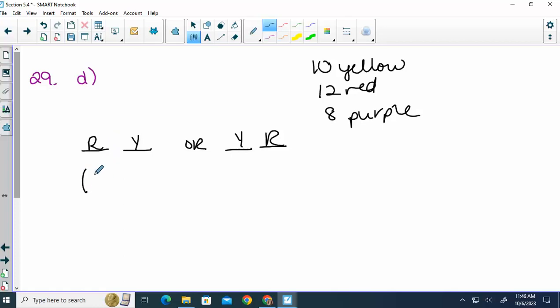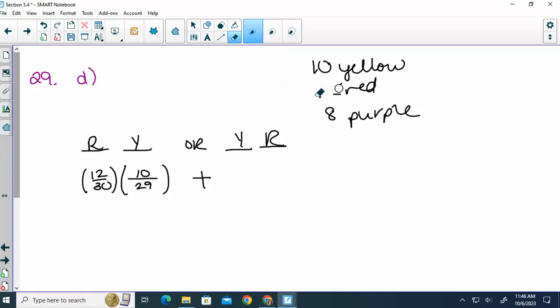What is the probability that the first one I pick out is red? 12 out of the 30. Okay, if I took out a red, now there are 11 reds remaining. How many bulbs are in the bag? Not anymore. There's 29. How many of those are yellow? Still 10. Okay, so this is the probability of getting a red and then a yellow. Or means what when we're finding probabilities? Addition. Alright.